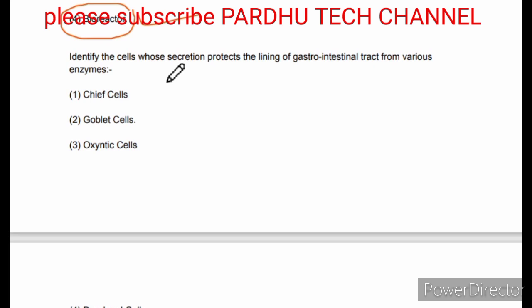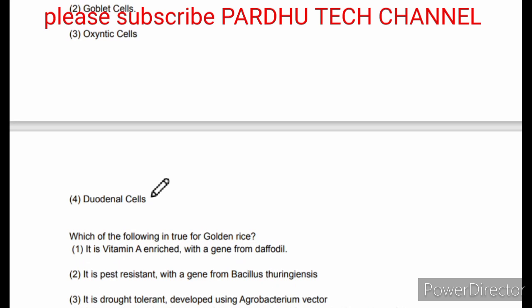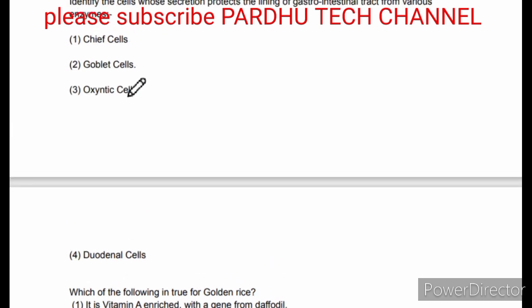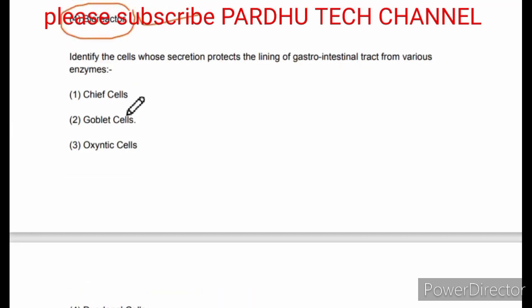Next, identify the cells whose secretion protects the lining of gastrointestinal tract from various enzymes. Chief cells, goblet cells, oxyntic cells, duodenal cells. So, answer is goblet cells.